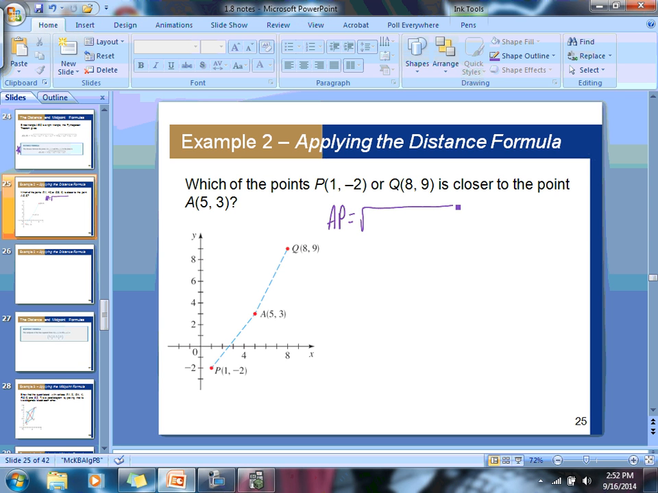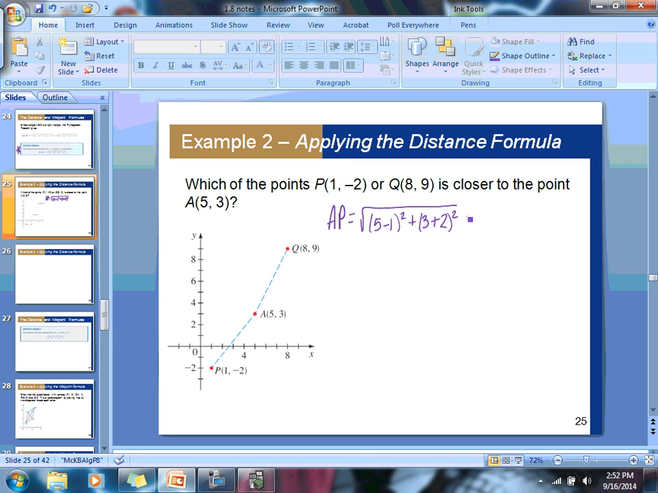So if I call A my x2 and my y2, I can call P my x1 and my y1. So if I'm substituting into the formula here, I would have 5 minus 1, or x2 minus x1 squared, plus, and then my y's, y2 minus y1. 3 minus a -2 is going to be plus 2. And those values are both squared.